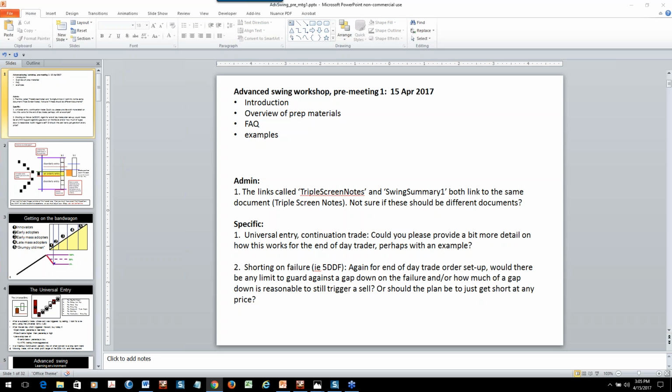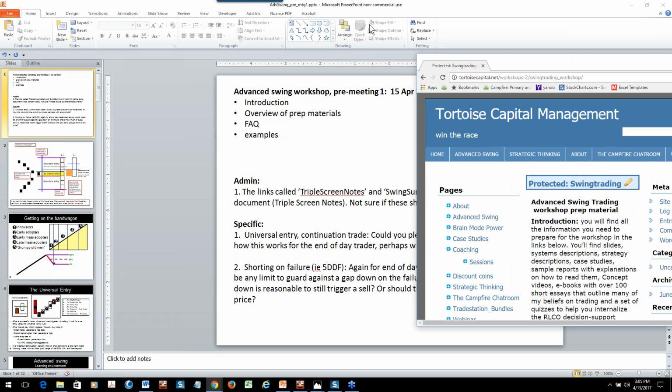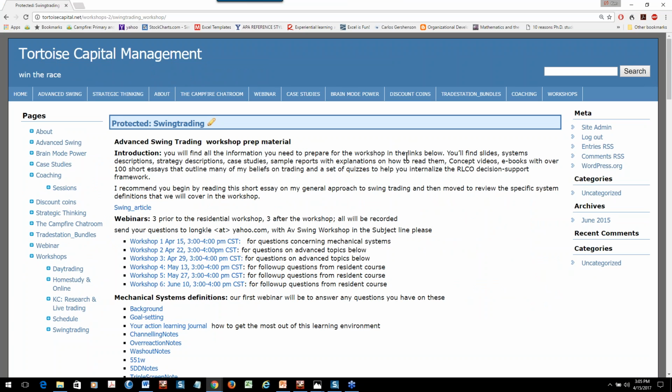Okay, so let me shift over to the website and prep material. I just want to cover the different sections so that you can see what's in each one of them. This first article, the swing article, is sort of a top-down approach to swing trading. It puts it into the context of longer-term trading and short-term trading.